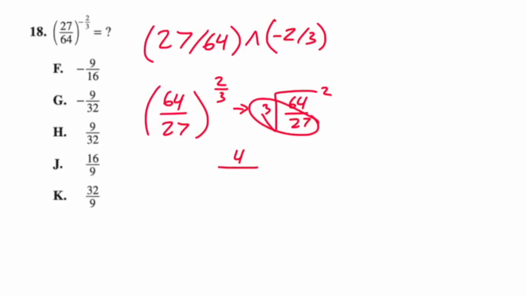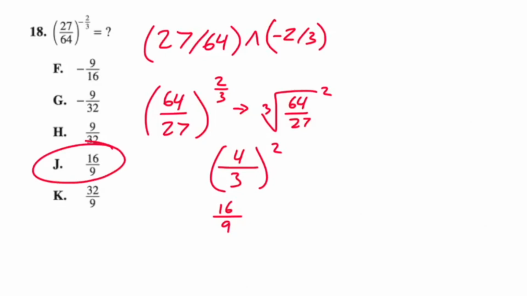And then the third root of 27 is 3. So all of this stuff simplifies to 4/3, and then we have to take that fraction and still square it. So again, we're going to square the top and square the bottom, just like I took the third root of the top and the third root of the bottom. So 4 squared is 16, and 3 squared is 9. So 16 over 9. So the answer is J. And this problem falls under the category number and quantity.